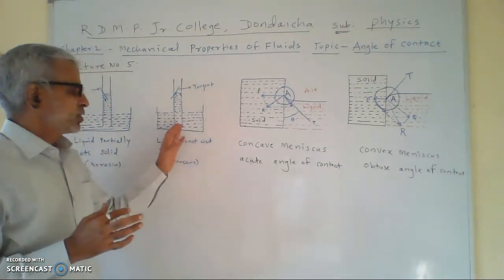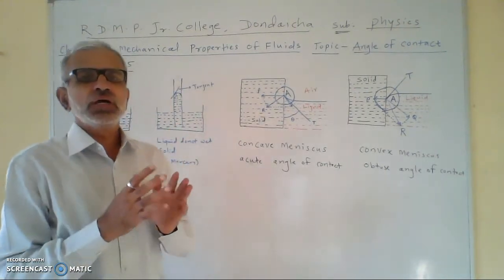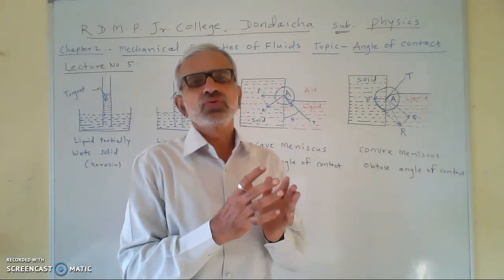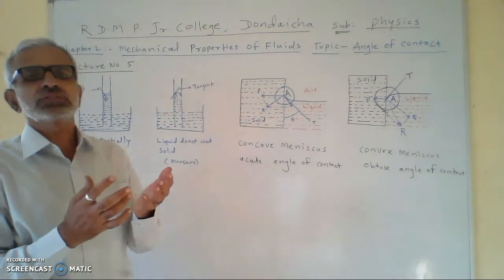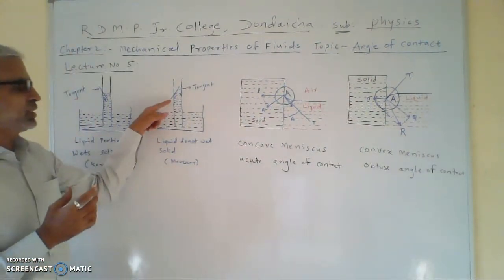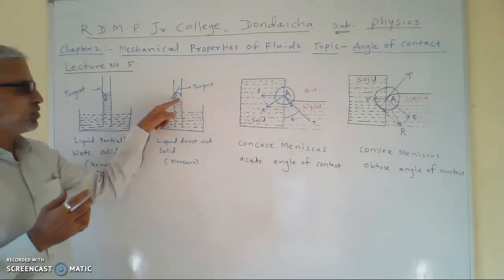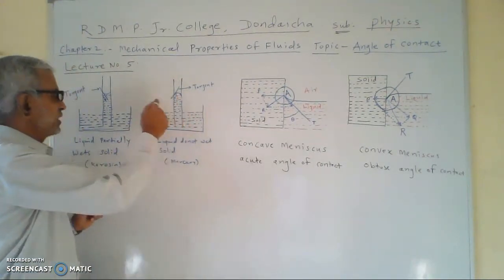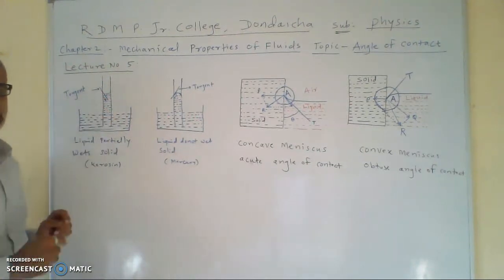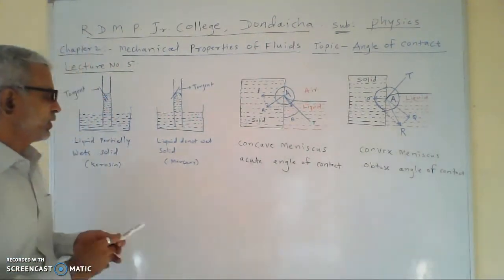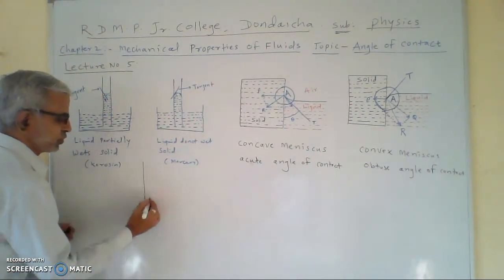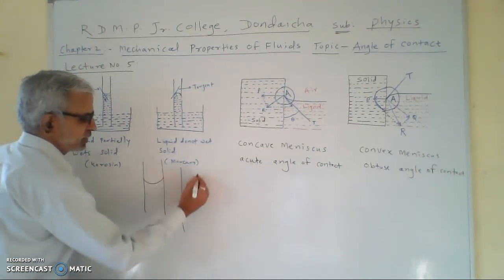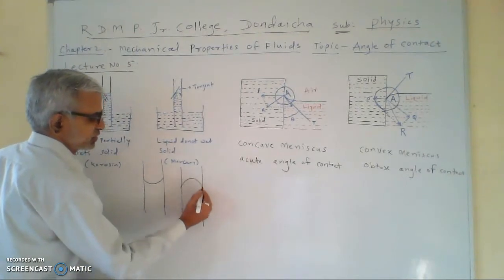Then if you take the mercury, this mercury will form the convex meniscus. It is shown in this second figure. This is a convex meniscus. It is like this. This is a convex meniscus and this is a concave meniscus. So concave and convex meniscus are shown like this.